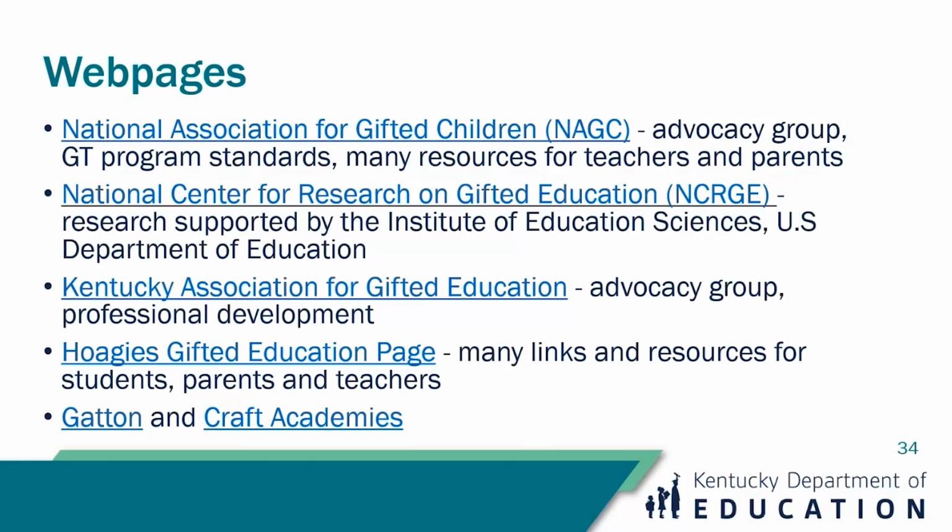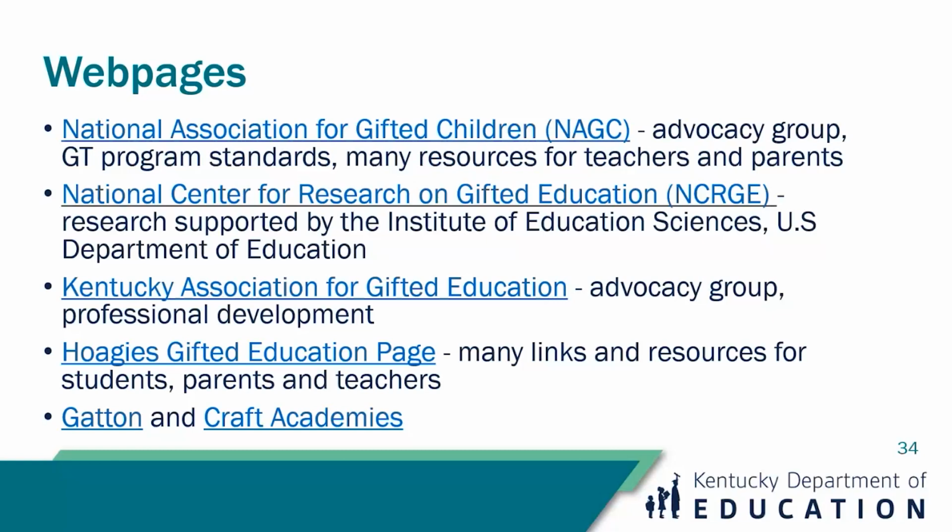Here are some web pages that you might find beneficial as you're starting on your GT journey. There is the National Association for Gifted Children. This is the national advocacy group for gifted children, and there are GT program standards. There's lots of resources for teachers and parents on this site. Also, the Javits Grant, which is the only federal grant in our nation, supports the National Center for Research on Gifted Education. And so if you're interested in watching videos about research that's going on in gifted education, that's a really good place to look.